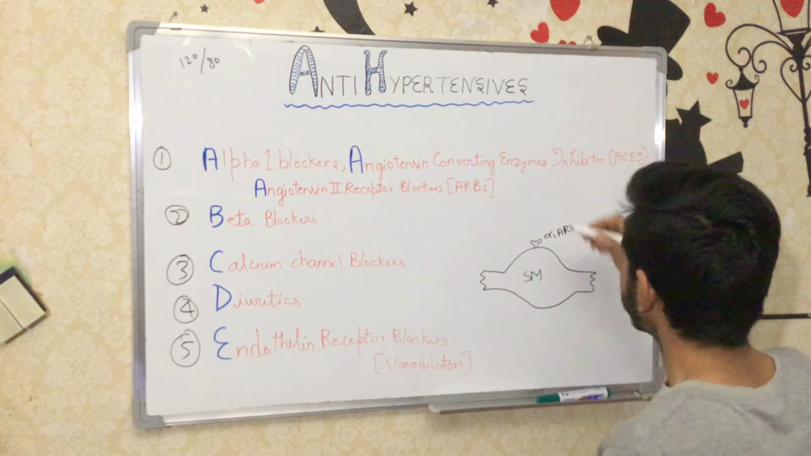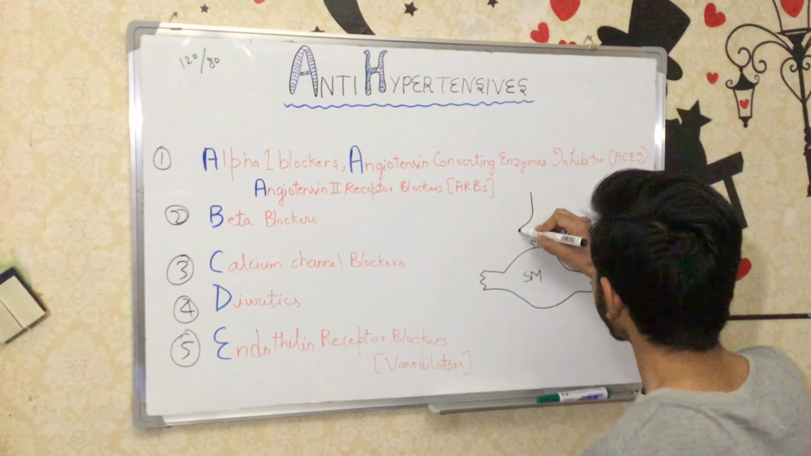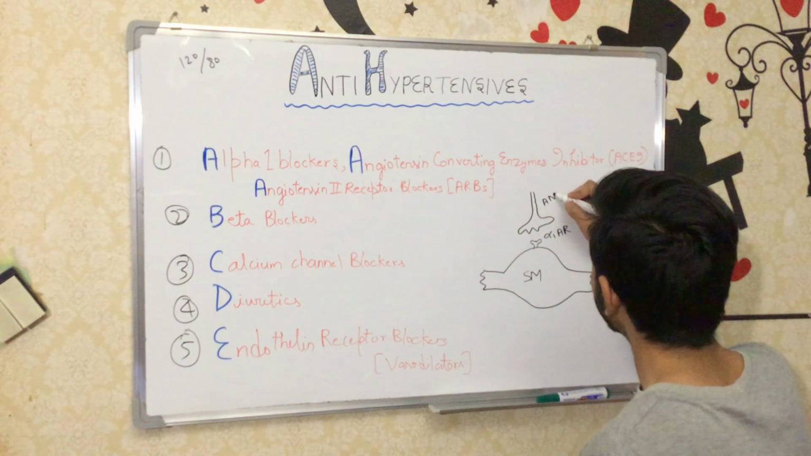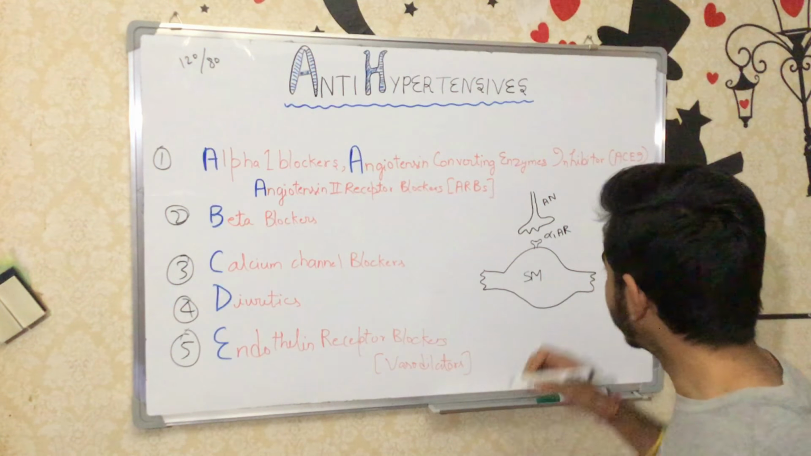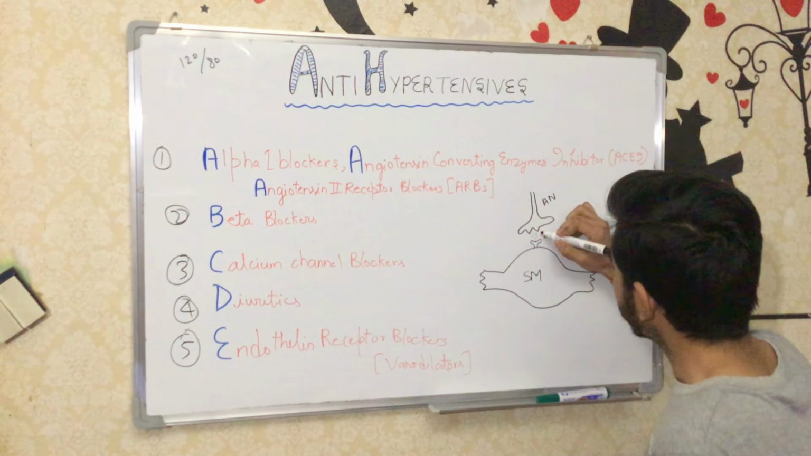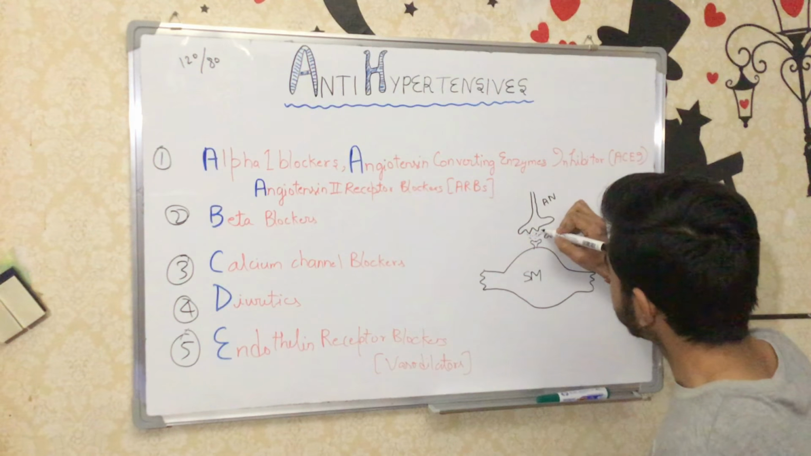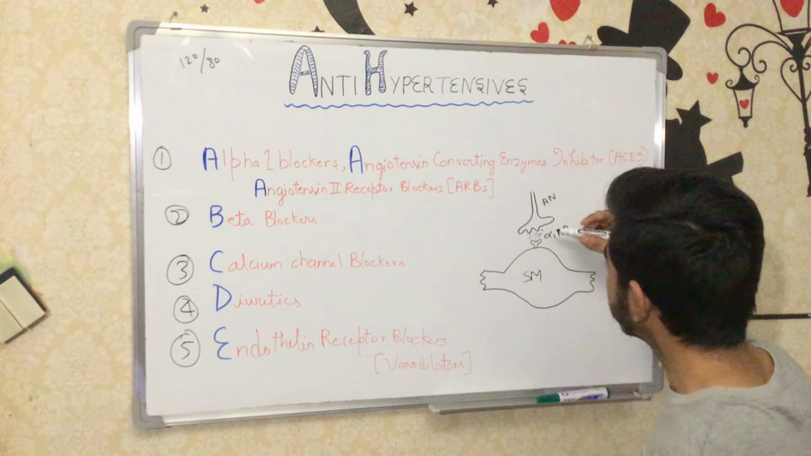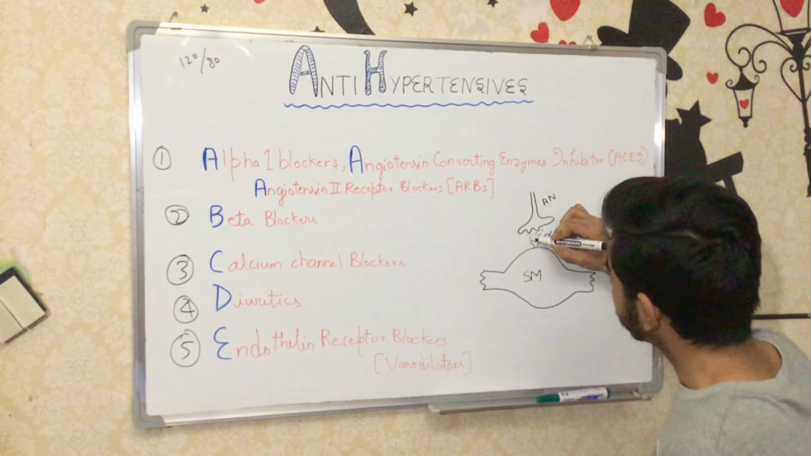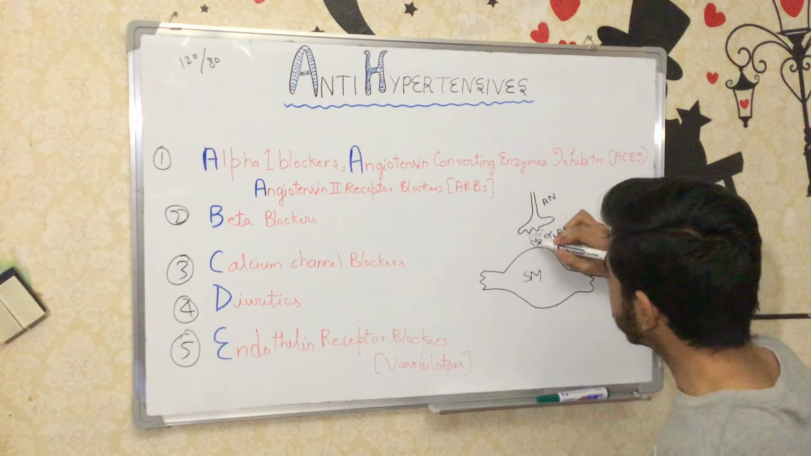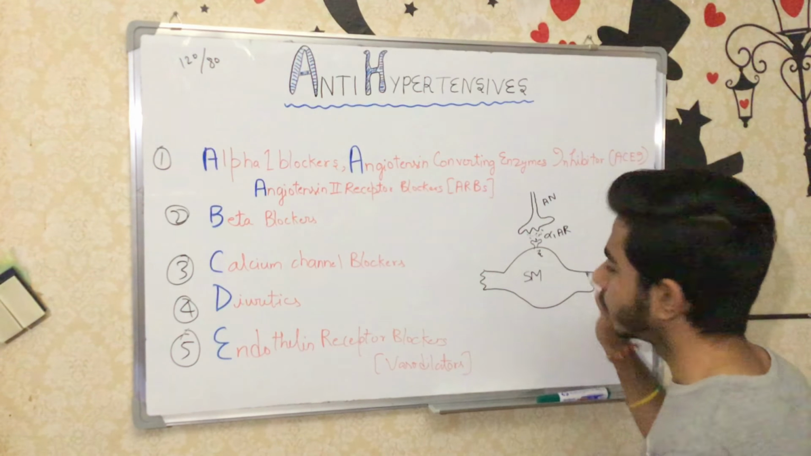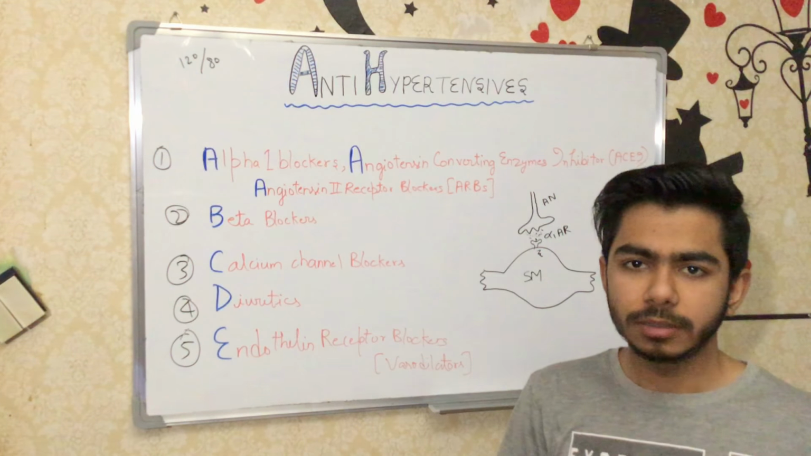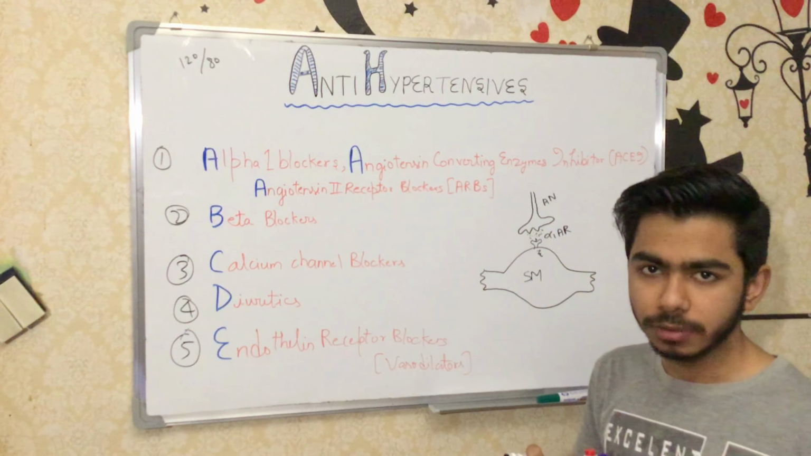So what happens? For example, here is the adrenergic neuron. What will they release? They will release adrenaline or epinephrine. That can bind to this receptor, and as it binds to this receptor, it will produce the action potential and the smooth muscle will contract. This is the physiological condition.